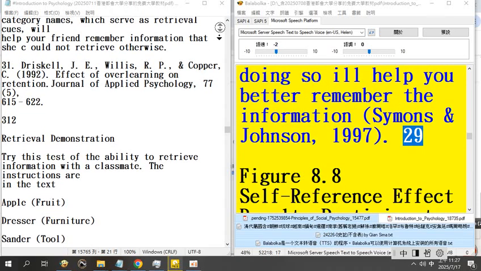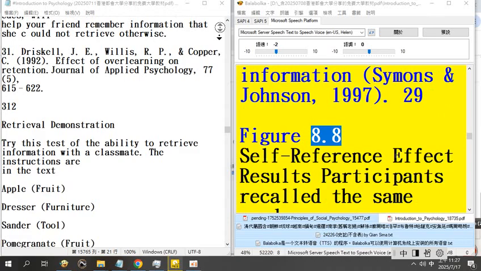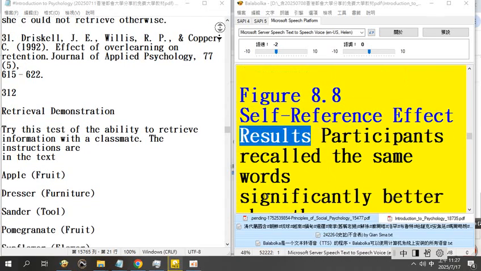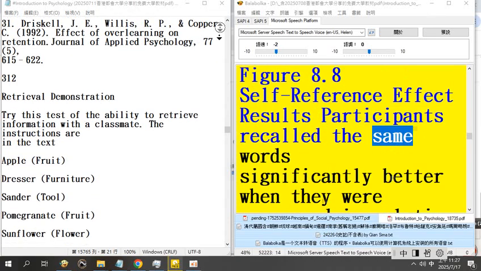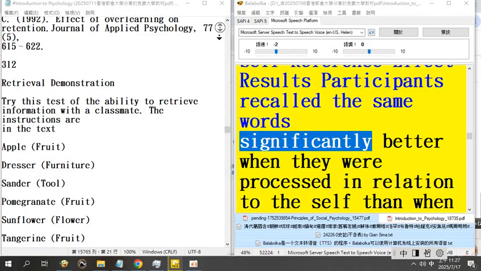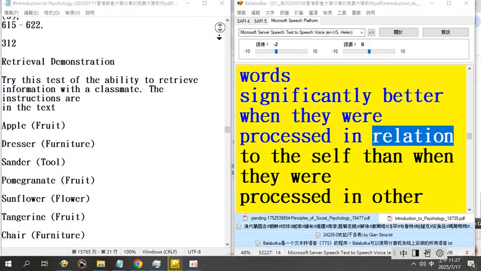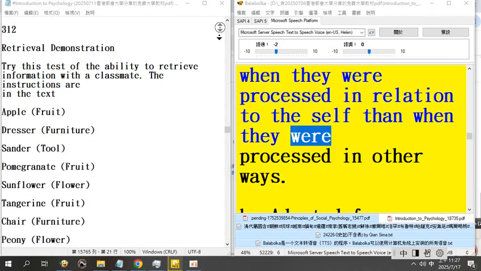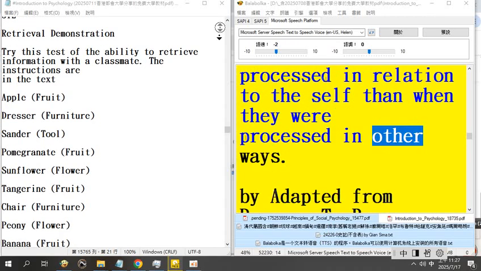29. Figure 8.8 Self-reference effect results. Participants recalled the same words significantly better when they were processed in relation to the self than when they were processed in other ways.